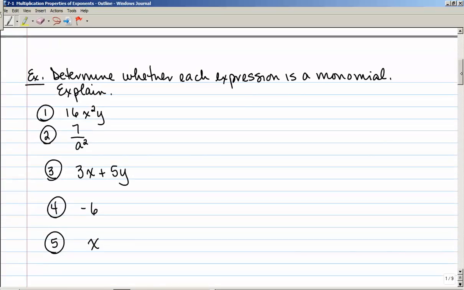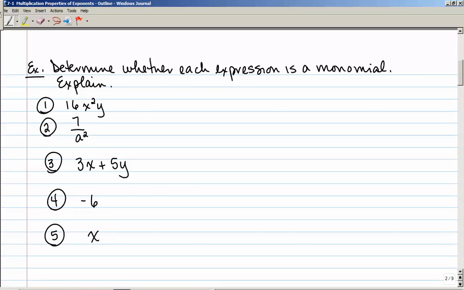Let's take a look at a couple examples here. First of all, determine whether each expression is a monomial, and then explain. Number 1, 16x squared y. Yes, this is a monomial because it's the product of a number and variables. Remember, product means multiplication, and this just has a number 16, and it has variables in it. It's just multiplication.